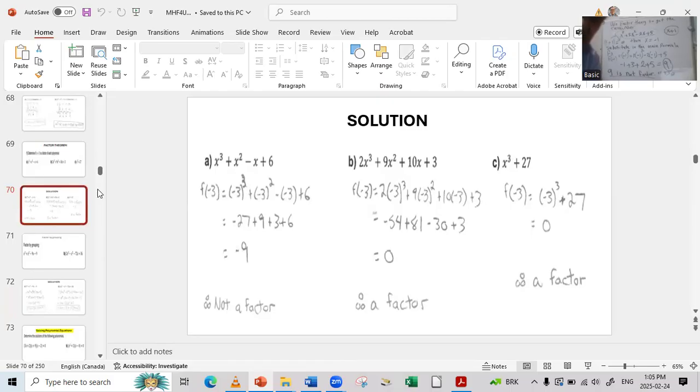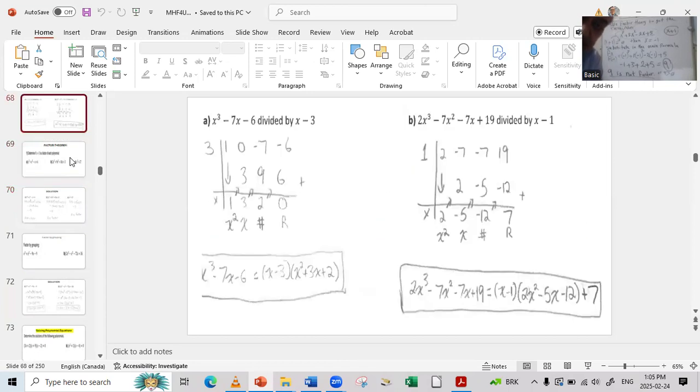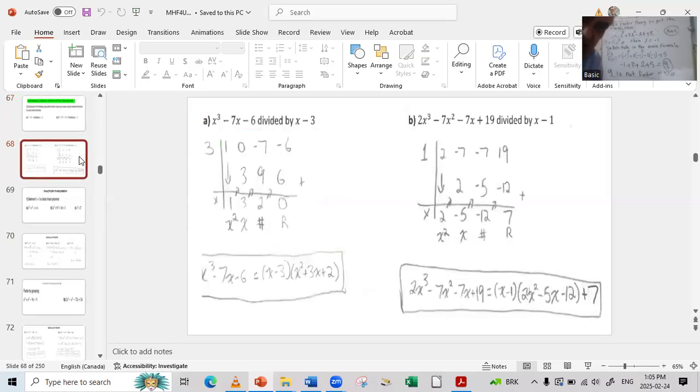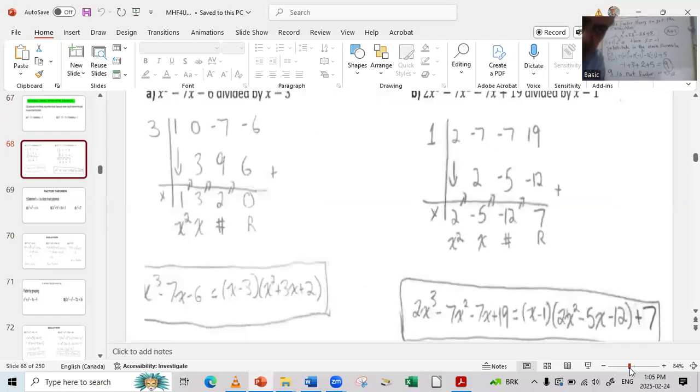Okay, guys. The third part we will do is the synthetic way of division. So we have 3 ways now to find the remainder of any function. The third way is synthetic division. Synthetic division is a very nice way to get the results. I will show you this example right now. Let me enlarge it a little bit so that it is clearer and I can see it as well.